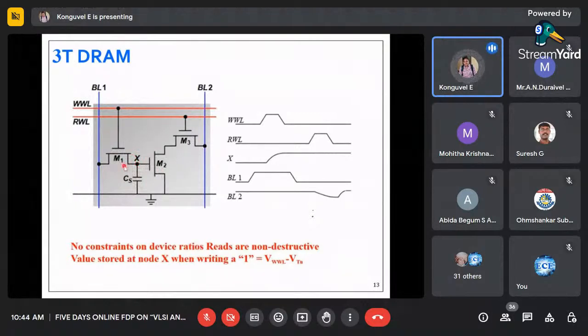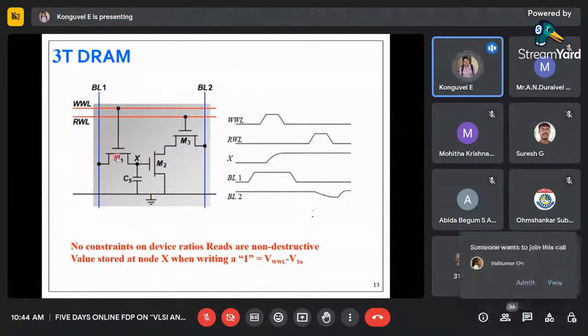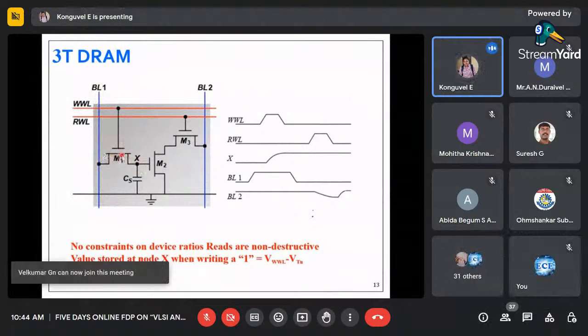Okay, first we will go for the write operation. How are we writing it? We have to put the data on the input line, which is BL1, and enable the write word line. So I am enabling this write word line. Now what will happen? The BL1 line is now 1, so M1 will be activated, I mean turned on. This 1 will be transmitted over here, because M1 acts as a switch. So the node X will now be 1.